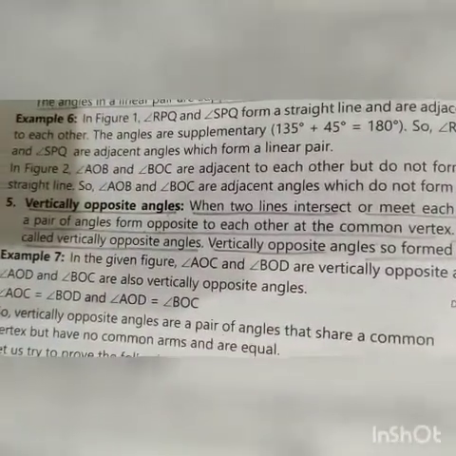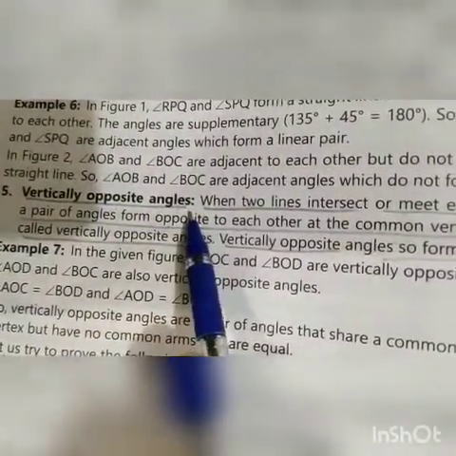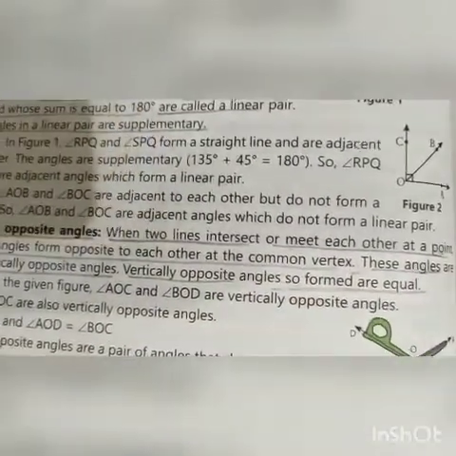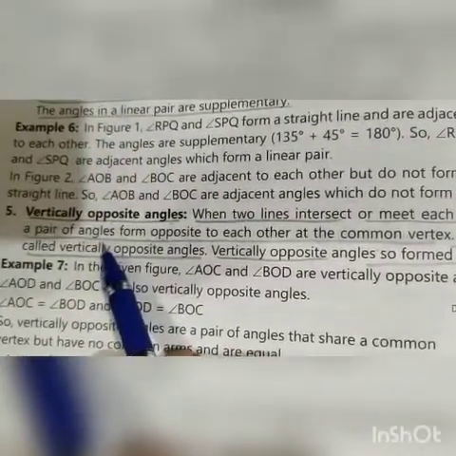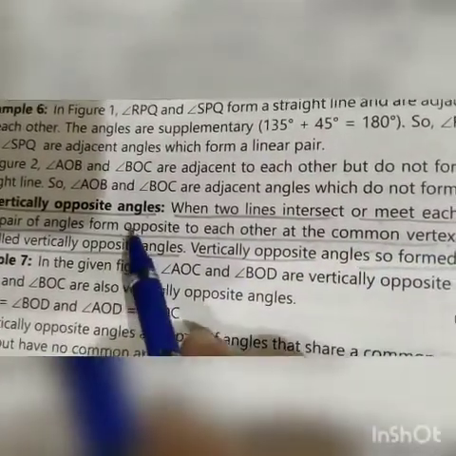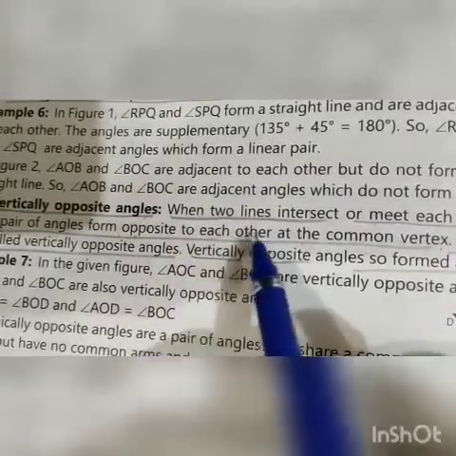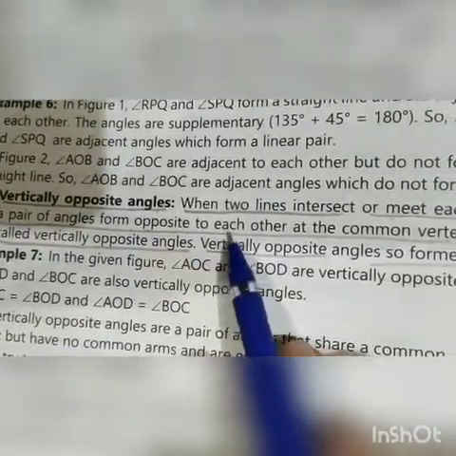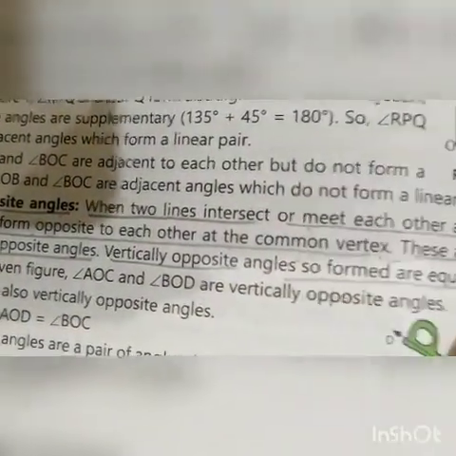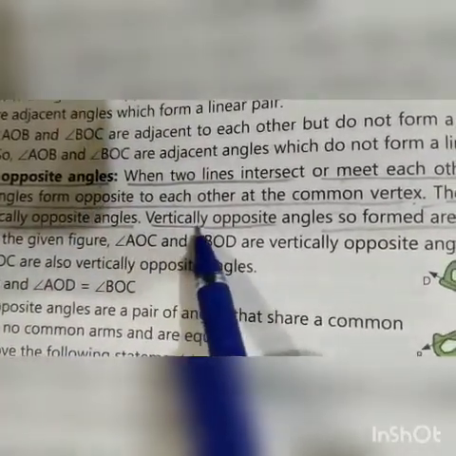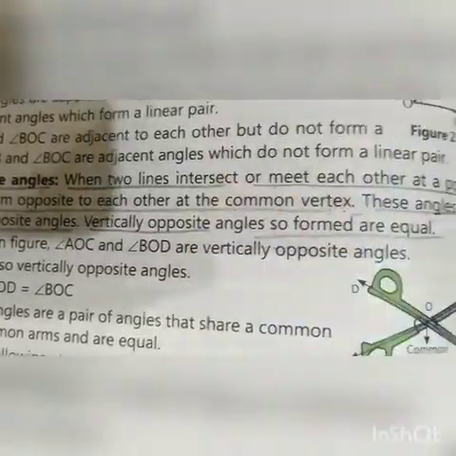Students, earlier I explained you, see here on page 154, vertically opposite angles. When two lines intersect or meet each other at a point, a pair of angles form opposite to each other at the common vertex. Opposite to each other means एक दूसरे के आमने सामने. A pair of angles, pair means two angles, form opposite to each other at the common vertex. These angles are called vertically opposite angles. Vertically opposite angles so formed are equal.